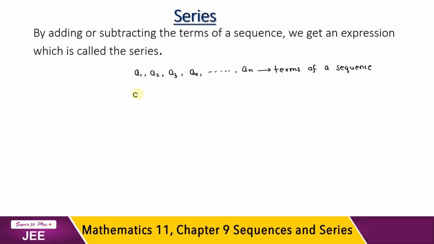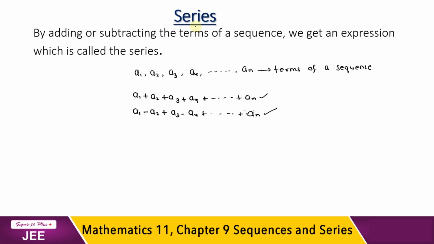So I can write down a series in this way, or in this way. Here I have added the terms, or we can add a1 with minus a2, then a3, then minus a4 has been added. In any way you can say, this is also a series. So you can either add all the terms of a sequence or even subtract the terms of a sequence. In both cases, the resulting expression will be called a series.